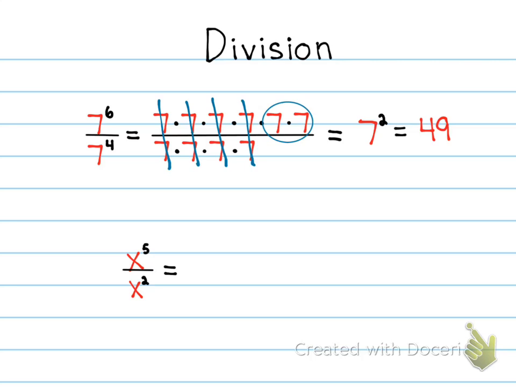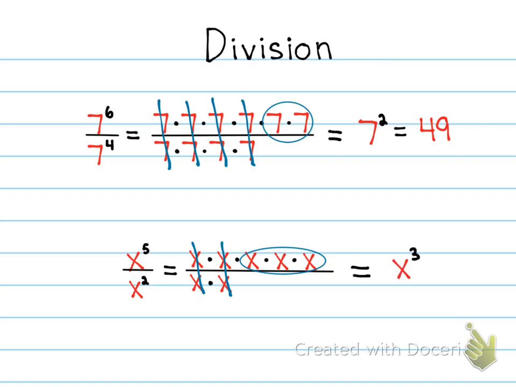And remember, we can do the same thing with variables. X to the 5th power just means x times itself 5 times. And I can do the same thing with an x over an x because any number over the same number is just going to give me 1. And then I look at what's left. I've got x times itself 3 times. So that's going to give me x cubed.